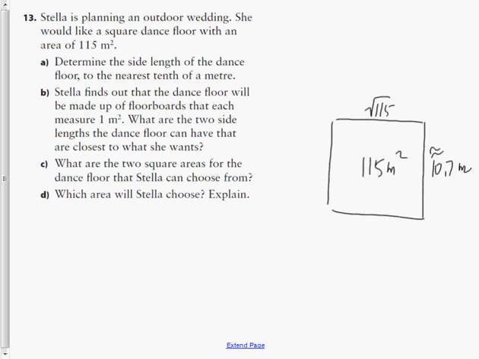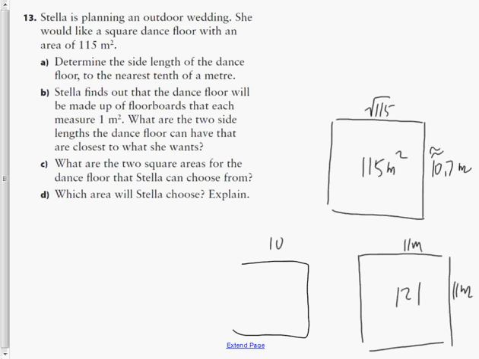Stella finds out the dance floor will be made up of floorboards that measure 1 meter each. What are the two side lengths of the dance floor that can have what she wants as close as she wants? So therefore, the closest she's going to get it will be 11 meters by 11 meters, right? And when she does that, she will have an area of 121, which would be closer than if she did a 10 by 10, which would have an area of 100, because it's only 6 meters squared off from that one, and a whole 15 meters squared smaller than she wanted.